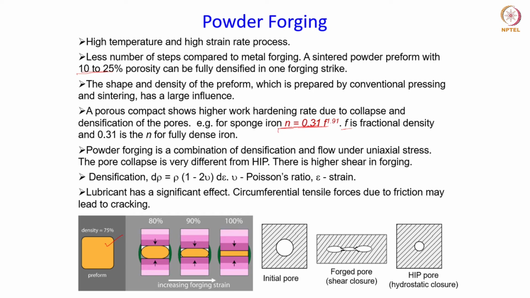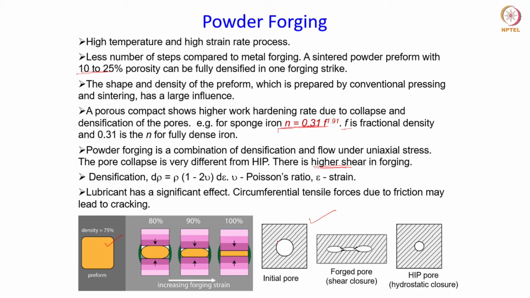Okay. Now, powder forging is a combination of both densification and flow under a uniaxial stress. As the stress is applied, the pores will collapse, and the pore collapsing is very different from what you have in the HIP process, because in case of the forging operation, the compact is subjected to a higher amount of shear. Okay. And because of that, how the pores are closed is very different from the HIP operation which we have talked about before. And this is a schematic which shows the collapsing of the pores as to how the pores get closed as the compact is being forged.